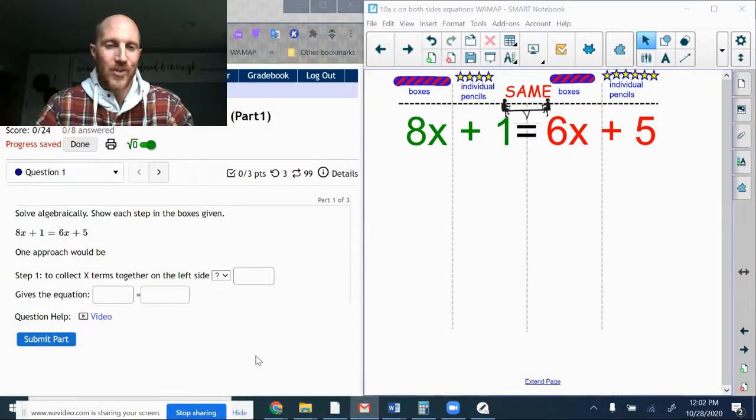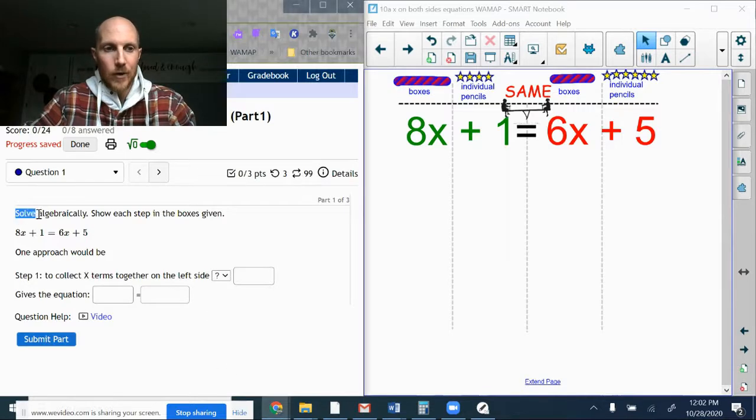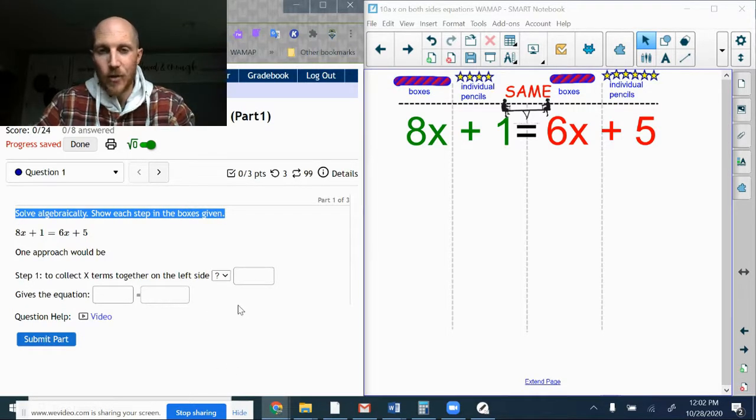So x on both sides of the equal sign. The directions here are solve algebraically. We'll show each step in the boxes given. So we want to look at how to get the correct steps shown into those boxes.